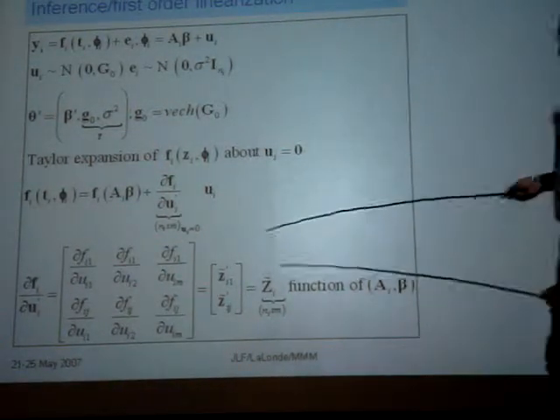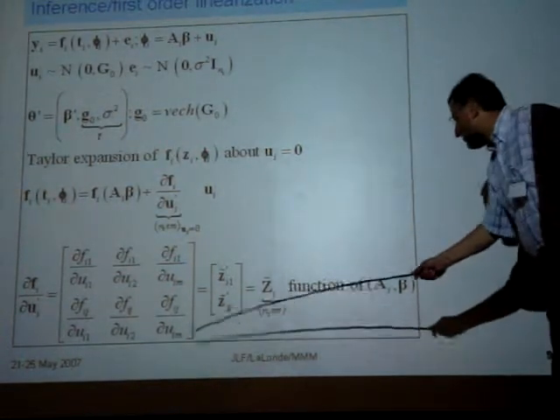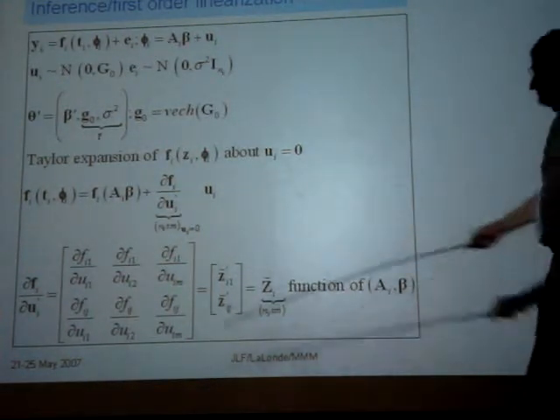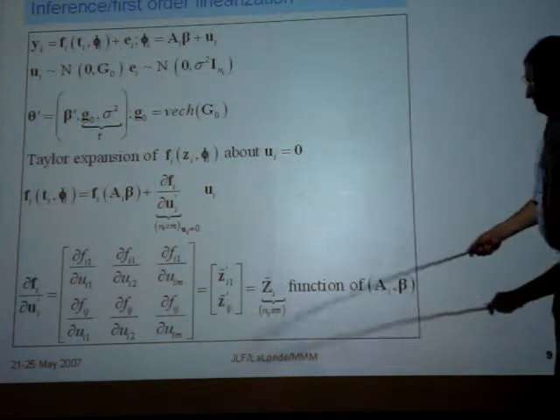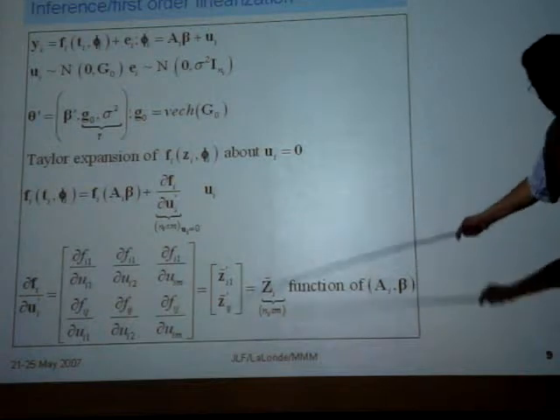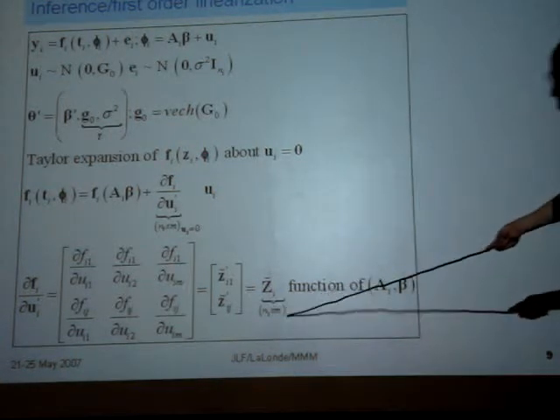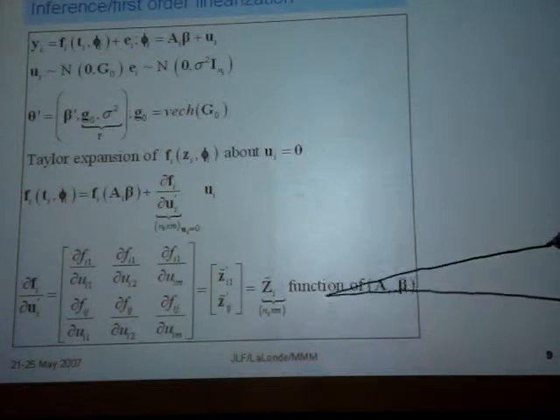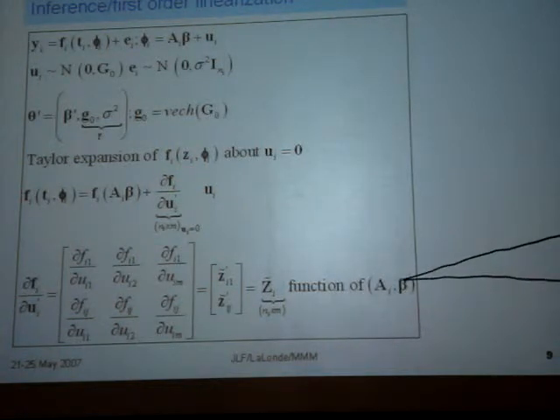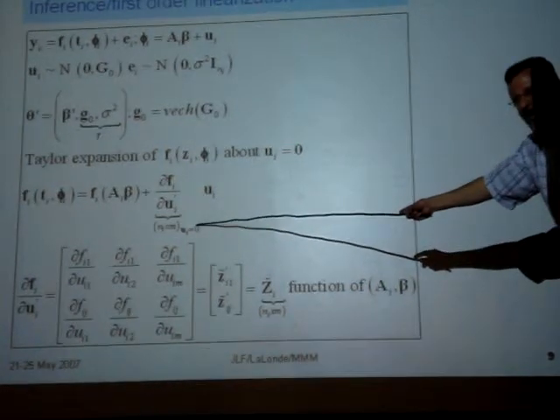So this row is z tilde prime i1. This row is z tilde prime ij, and so forth. And we'll build this matrix, we'll call it Z tilde i, with ni rows and n columns. And it's a function of Ai and beta, since it's evaluated at ui equals 0.